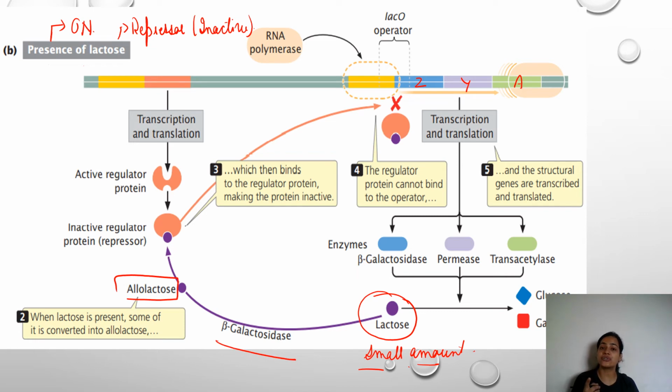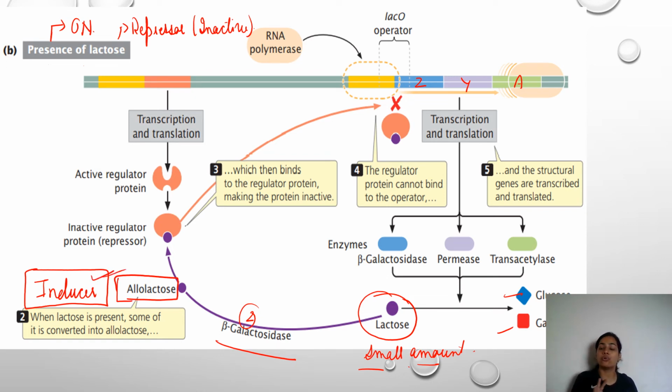I told you that beta-galactosidase has two functions. Number one, it can break the lactose into glucose and galactose. The second important function is that beta-galactosidase will convert the lactose into allolactose, and this allolactose is going to act like an inducer here. Inducer means this is going to induce this operon to get on. ठीक है, इस operon को on कौन करवाएगा? यही inducer करवाएगा, which is the allolactose.